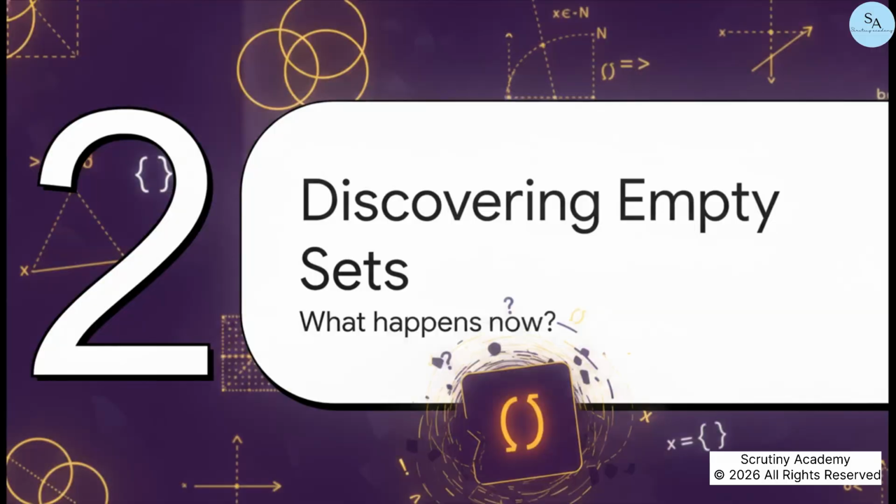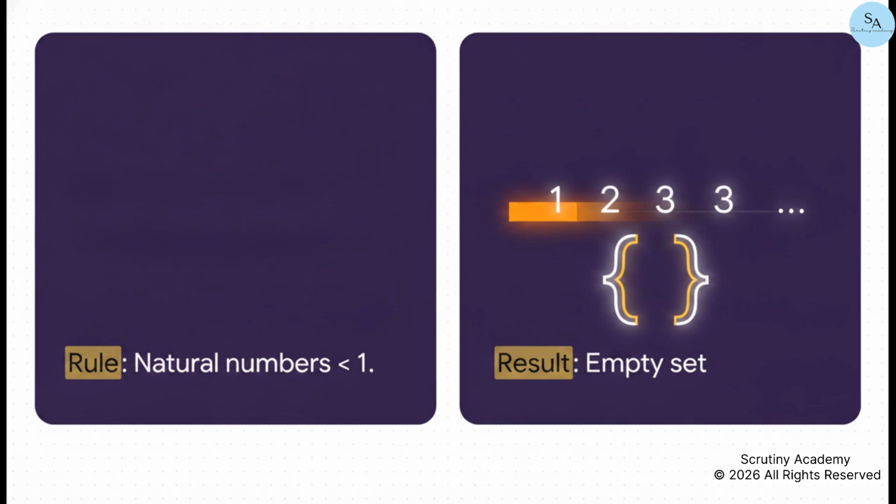Okay, part 2, discovering the empty set. Let's get into it. I want you to imagine a physical container in front of you. Now, if our mathematical rule asks us for natural numbers smaller than 1, we actually have to stop and think for a second. Natural numbers are basically just counting numbers, right? 1, 2, 3, and so on. So we quickly realize there are literally no natural numbers smaller than 1. So what goes into our container? Absolutely nothing. The container just stays completely empty.